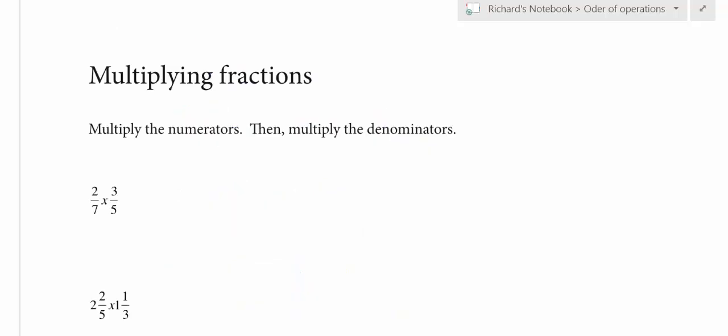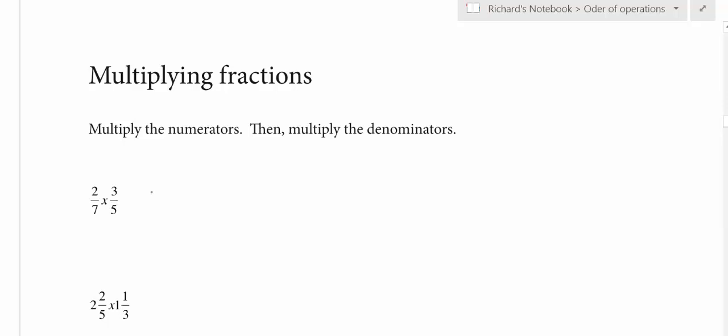Well, when multiplying fractions, it's important that you notice the difference between adding and subtracting fractions and how we're going to multiply and divide fractions. Adding and subtracting fractions, you must have a common denominator. Multiplying fractions is dead easy. All you do is multiply the numerators together, multiply the denominators together, and then reduce the fraction.